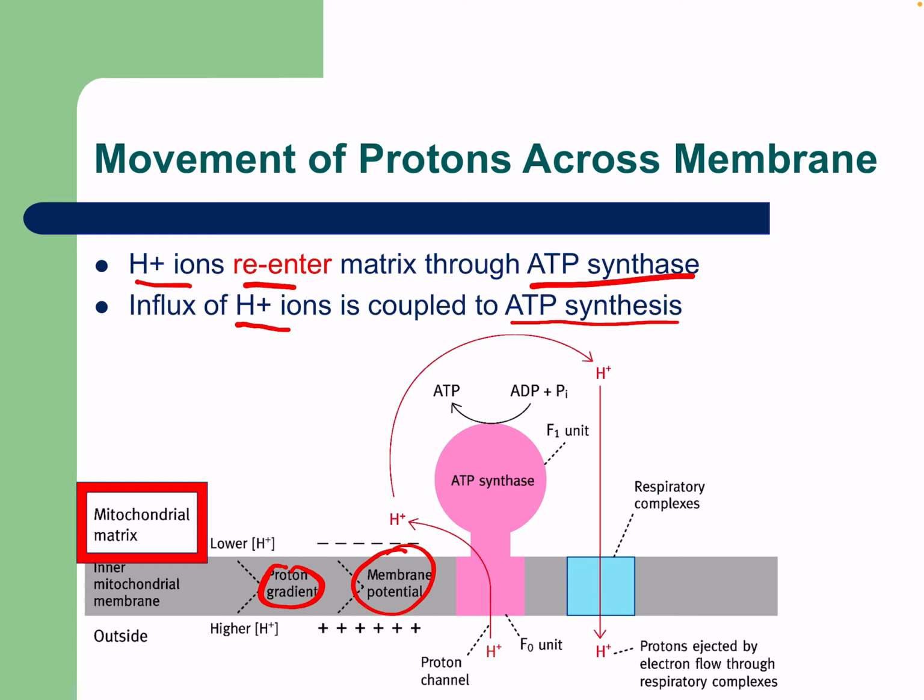Again, here's our F0 unit attached to the membrane. Our F1 unit is the head. We need our ADP and inorganic phosphate to form ATP. Again, the hydrogen ions are moved through, essentially to create the energy for this reaction to occur. Again, after these protons go through ATP synthase, the protons are ejected by electron flow to the respiratory complexes, which is right here.